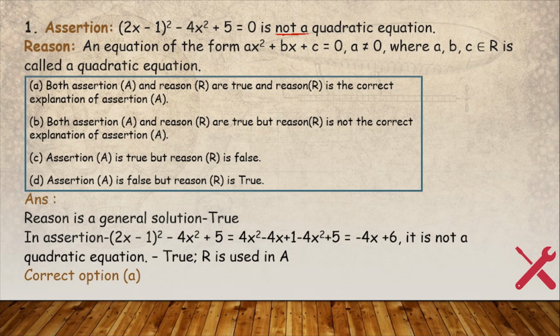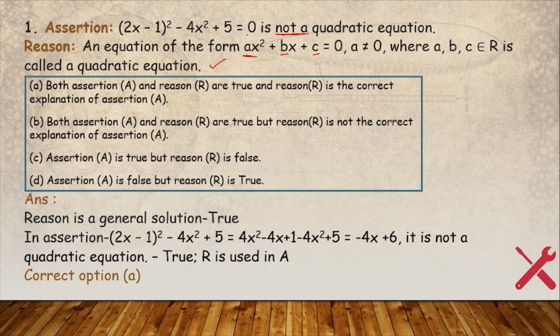That means if the coefficient of x square is not 0, that is a is not 0, then it is called a quadratic equation, and the coefficients a, b, c should be real numbers. Then only we call it a quadratic equation. This is a rule to be a quadratic equation. So the reason is true.